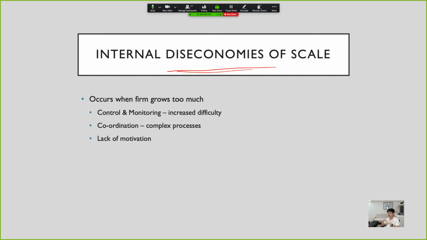Whereas if the CEO of a big company wants to carry out a specific policy, the passing down of the message is going to take time and there may be some distortions. Alright? That's why you experience internal diseconomies of scale.